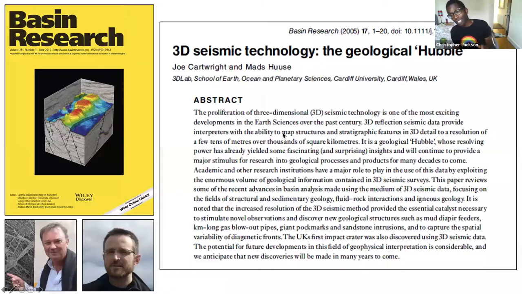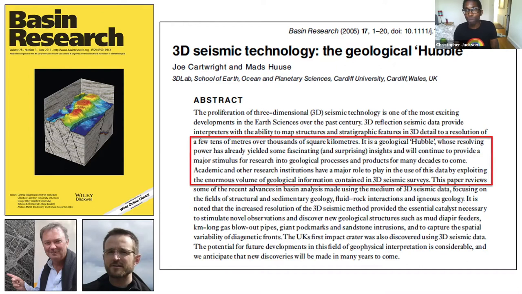The title is inspired by this paper from 2005 by two heroes of mine, Joe Cartwright and Mads Huuse, there on the bottom left. There's a lot of text in the abstract, but I just want to point out this key bit here. This data allows you to image from a few meters over tens of thousands of meters, square kilometers. It's the idea that it's the geological Hubble, and it was going to stimulate geological studies in the future, because if we can understand form, we can probably go to things like kinematics and mechanics as well. But we need to be able to see these large-scale structures as they exist under the Earth's surface today.